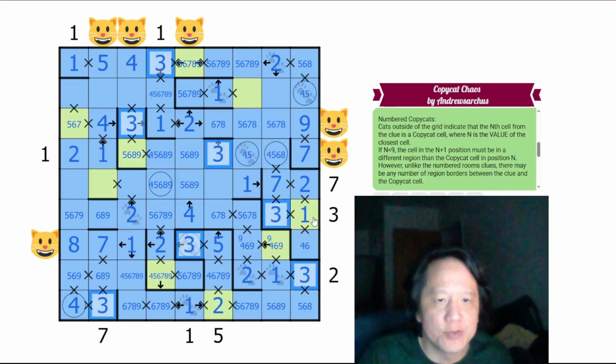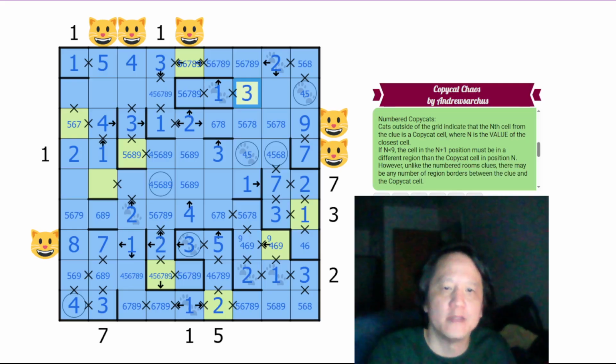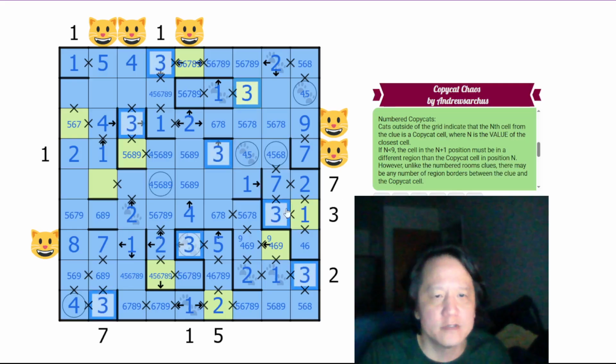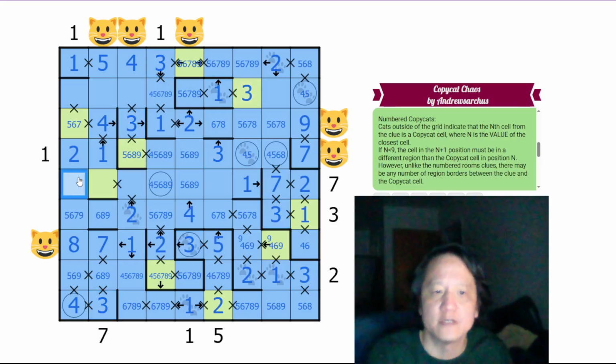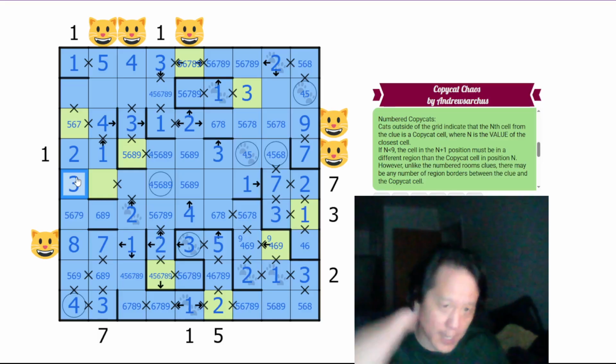Where is 3 for a copycat cell? None of these work, so it has to be here. And is that even 8 threes? No. We have 1, 2, 3, 4, 5, 6, 7, 8 threes now. So we know where the last 3 has to be. It has to be there. Aha.